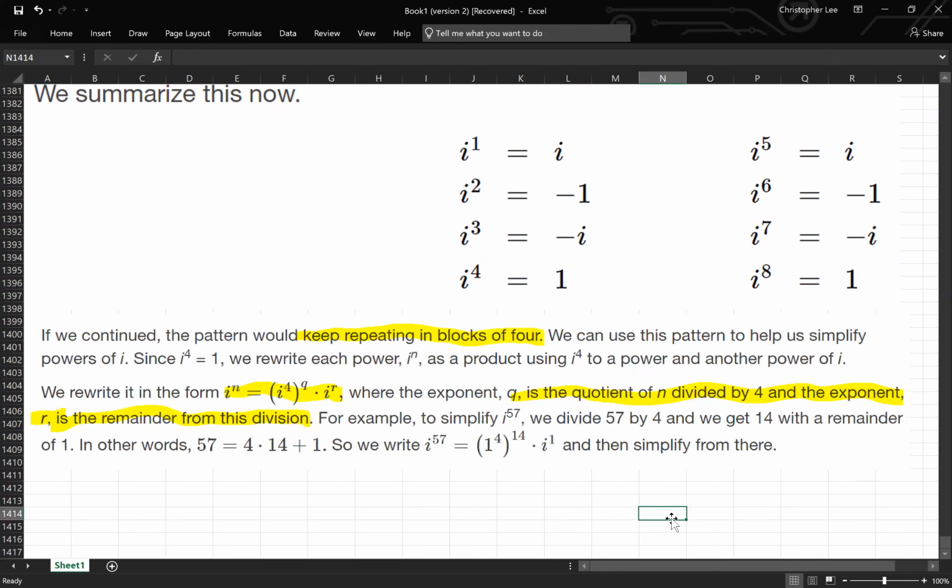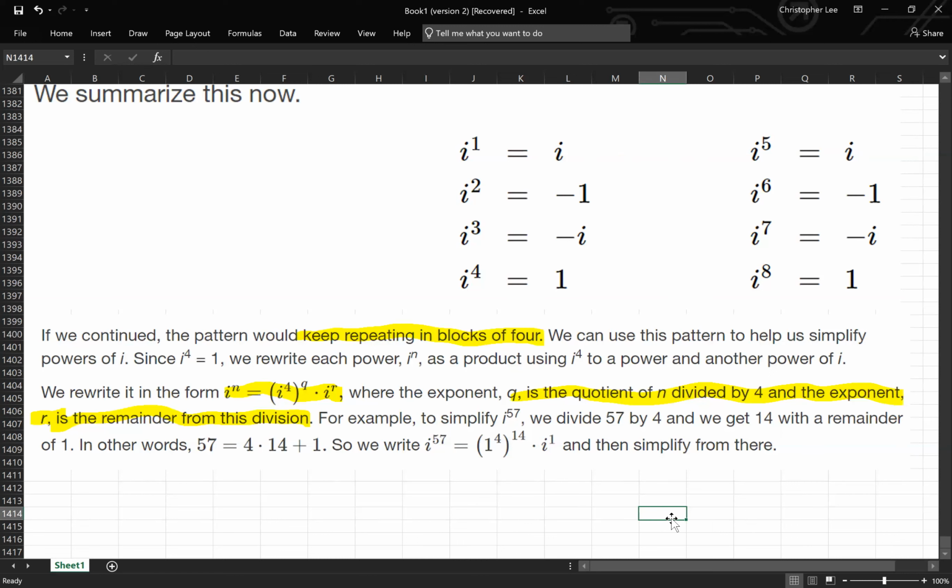So if we continued, the pattern would keep repeating in blocks of 4. We can use this pattern to help us simplify powers of i. Since i to the fourth power is 1, we rewrite each power i to the n as a product using i to the 4 to a power and another power of i. We rewrite it in the form of i to the n is equal to i to the 4 raised to the q power times i to the r, where the exponent q is the quotient of n divided by 4, and the exponent r is the remainder from this division.